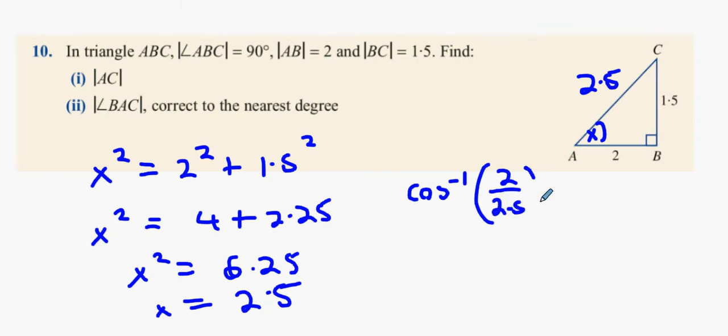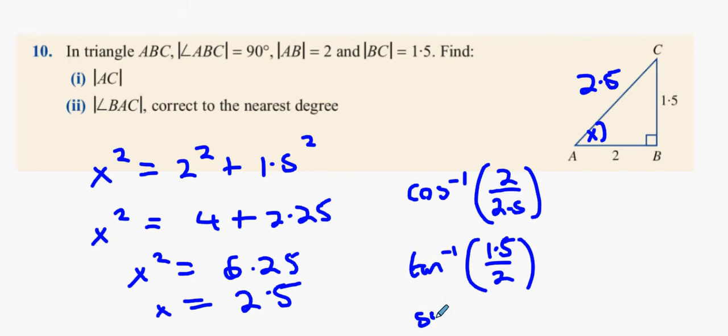Somebody else could have come across and done something different. Somebody else could have used tan inverse. What's the opposite? What's the adjacent? 2. Somebody else could have used sin inverse, 1.5 over the hypotenuse. Will all three answers give the same angle? Definitely, because you're talking about the same angle. You got it? So no matter which one you used, you'll get the same angle.